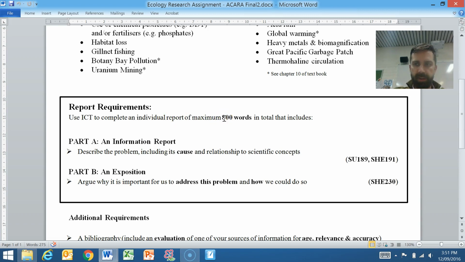Now that doesn't mean you have to write 800 words, it just means that's probably about the most that I want to read. If you're looking for a minimum, you should probably be looking at least 50% of that, so at least 400 words to get a passing grade.